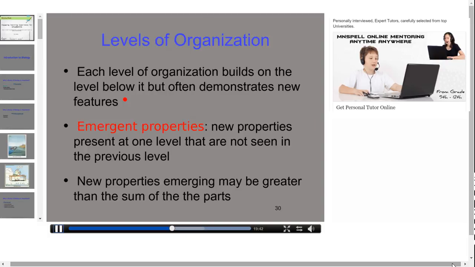Levels of organization: each level above the one below demonstrates new features, like new properties present at one level that are not seen in the previous level. That is the emergent properties. From one level to the next level, the upper level is going to be better than the initial level.